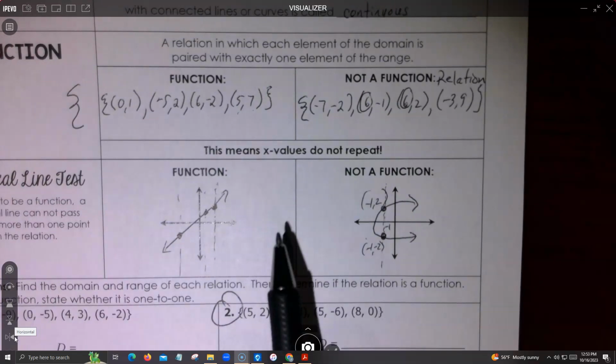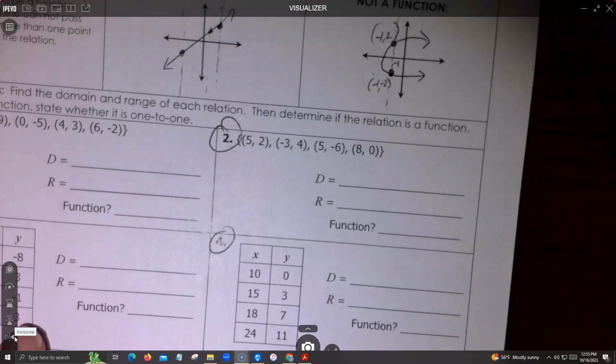All right, so some of the directions that you'll have are: find the domain and range of each relation and determine whether or not it's a function.